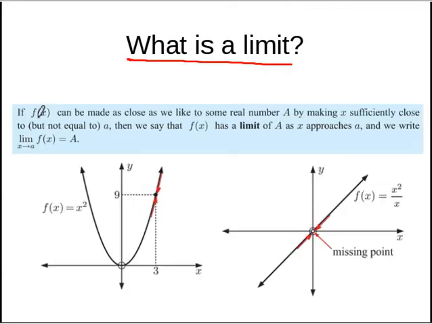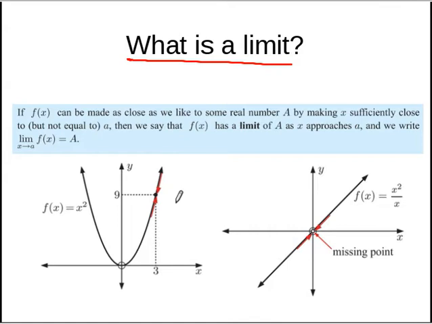Alright, so what is a limit? Let's start by defining what a limit actually is. If f of x can be made as close as we like to some real number A, by making x sufficiently close to but not equal to a, then we say that f of x has a limit of big A as x approaches little a, and so we write the limit as x approaches a of f of x is big A. That just sounds like a bunch of mathematical jargon. It doesn't make a whole lot of sense. So let's explain what that means.